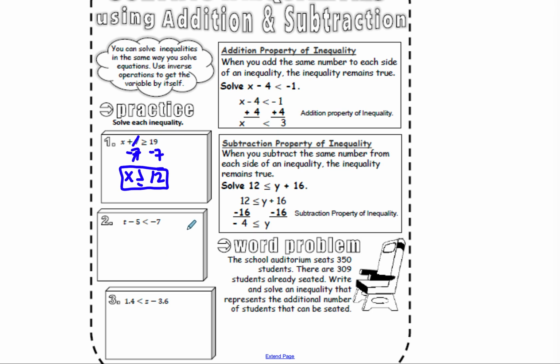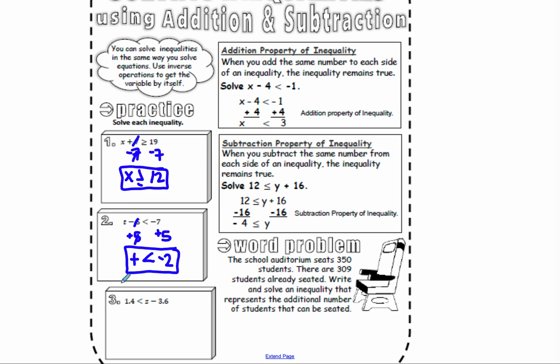Let's take a look at number 2. T minus 5 is less than negative 7. So we're going to add 5 to both sides. Negative 5 plus 5 is 0, so I'm left with T. This is less than. Remember, less than kind of looks like a sloppy L. Negative 7 plus positive 5, different signs. Find the difference. That's going to be a negative 2. So T is less than negative 2.